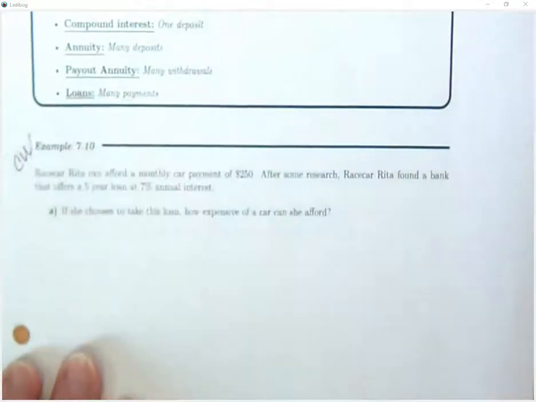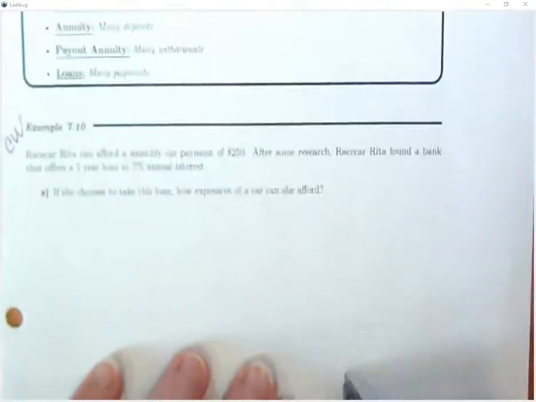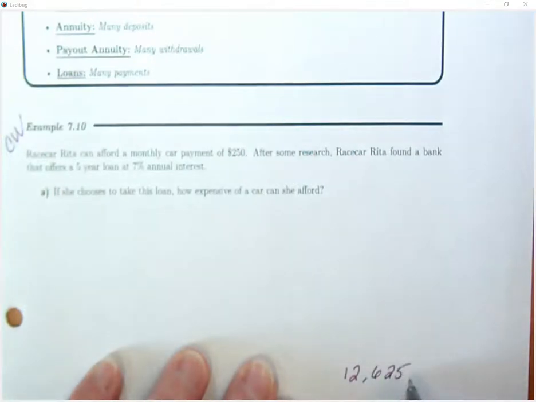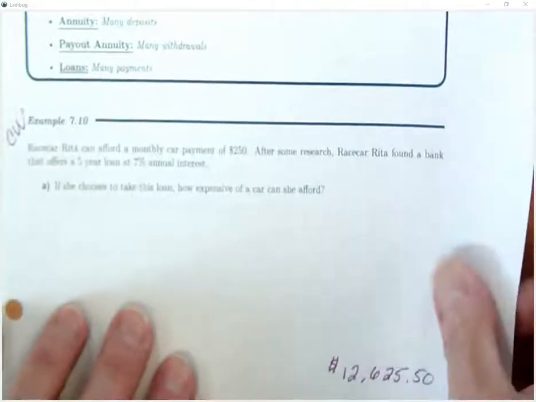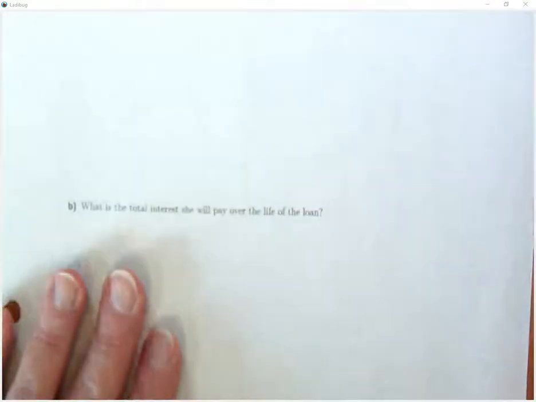This example, I think, is pretty straightforward, 7.10, so I'm going to leave that one as just a straight up classwork, and you can check the answer, make sure you're right. That one should come out to be $12,625.50 is part A. That's how expensive a car she can afford. So you'll work out all those details.